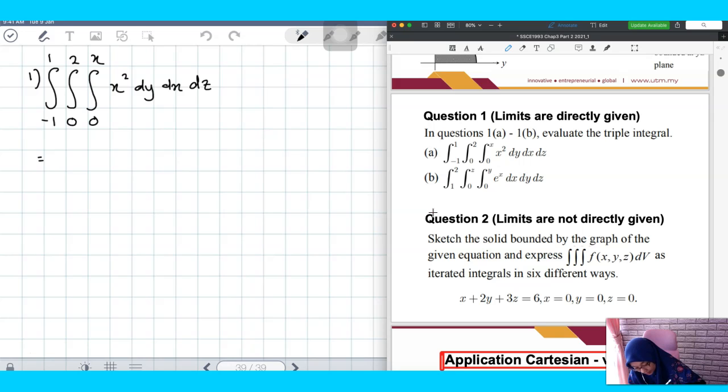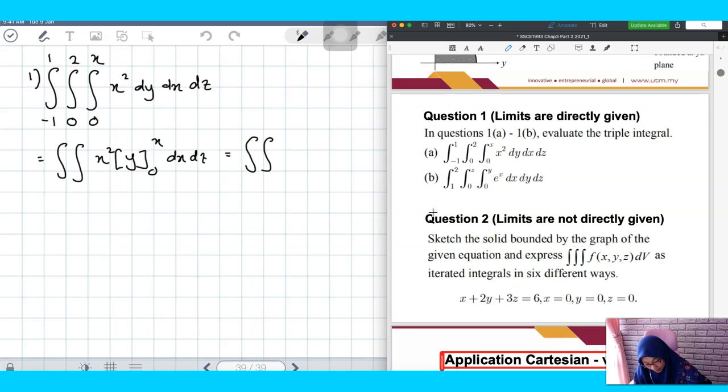Okay, just for practice. First we have to integrate with respect to y, so x squared is constant. So x squared y from 0 to x, dx dz. And this will give us x cubed dx dz. And then we integrate with respect to x. We will have 1 over 4 x to the power 4, x from 0 to 2, dz.